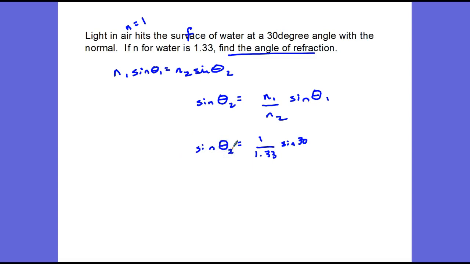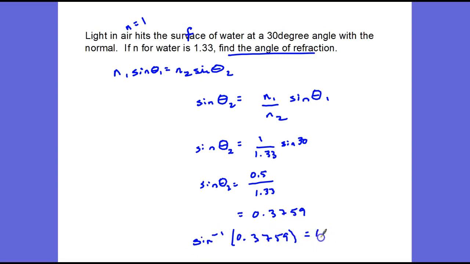So let me get the calculator out, which is my phone. Okay, so I'm calculating. Sine of 30 is 0.5. 0.5 divided by 1.33 is the sine of theta 2, and 0.5 divided by 1.33 is 0.3759. And then you have to use your inverse sine function. The sine to the minus 1 of 0.3759 is my angle, which is 22.1 degrees.